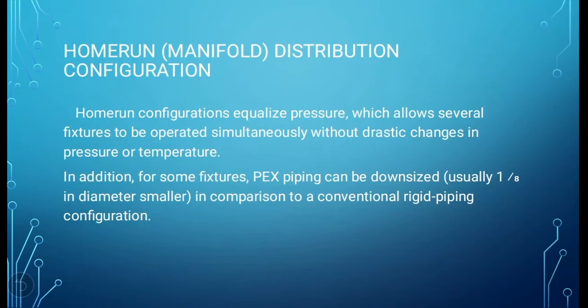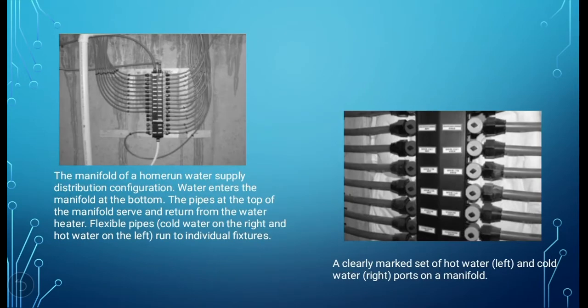Because each fixture has its own supply line, the size of the pipe can be adjusted for a fixture's specific use. In addition, for some fixtures, PEX piping can be downsized, usually 1/8 in diameter smaller, in comparison to a conventional rigid piping configuration. Another trivia is that a smaller diameter means that hot water arrives at the fixture faster, and less hot water is left standing in pipes after a fixture is operated. Variations of this distribution system are described in the paragraphs that follow, but before that, let's take a look at these pictures.